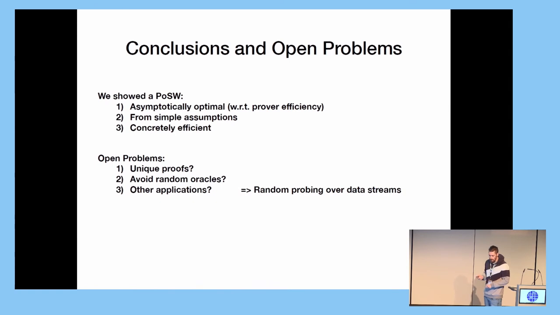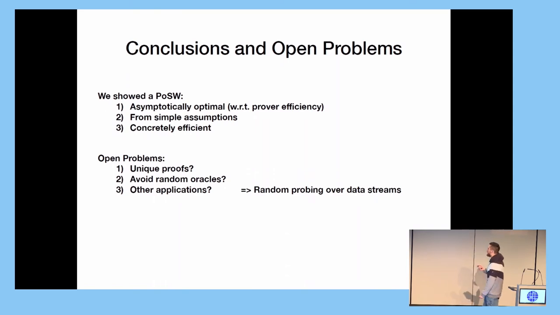Okay, so let me just give you a bit of conclusion, and then some open problems. What we showed in this talk is a proof of sequential work which is asymptotically optimal with respect to prover efficiency. It comes from simple and well-understood assumptions, and it is completely efficient and simple to implement. I think it's a nice idea, and I'm sure that this idea will find other applications.